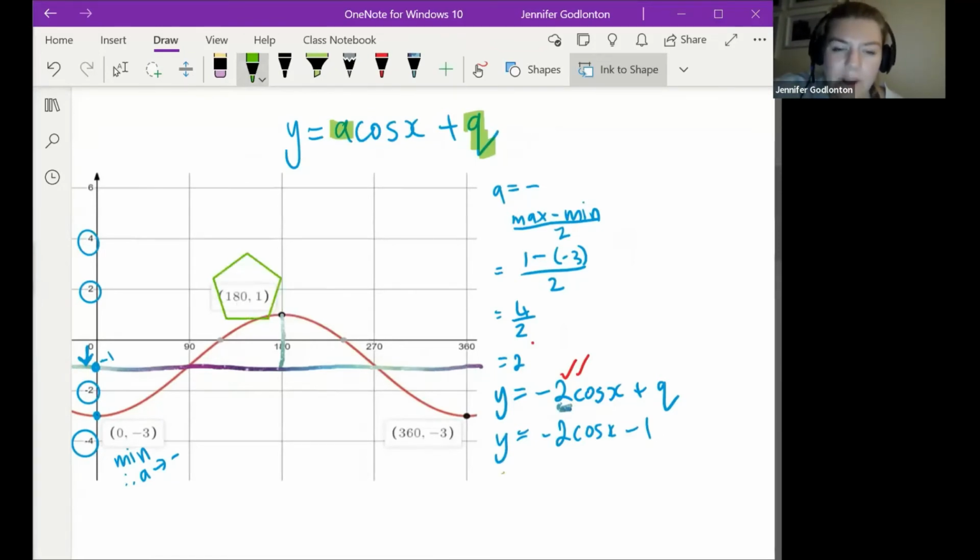So y is equal to, so now it does it. How rude. Okay, anyway.